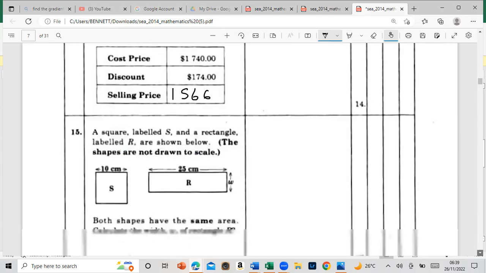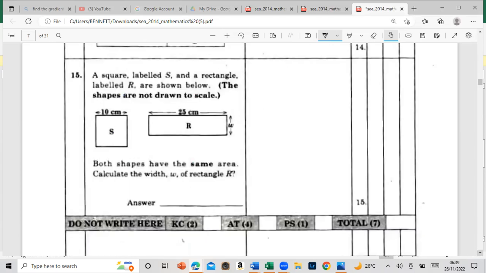So Brazil, Brazil, Brazil. A square labeled S and the rectangle labeled R are shown below. The shapes are not drawn to scale. Okay. Square labeled S and the rectangle. I love this question already. I don't know where I'm going with it, but I love it already. Big up Trinidad and Tobago. You guys said some really nice questions.